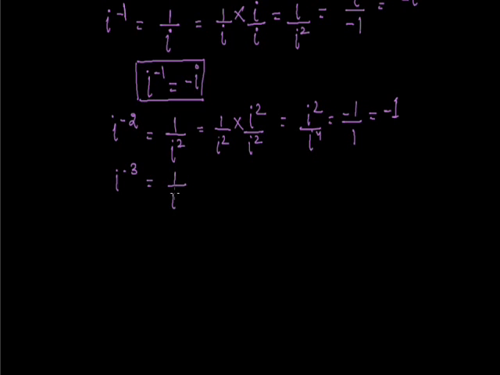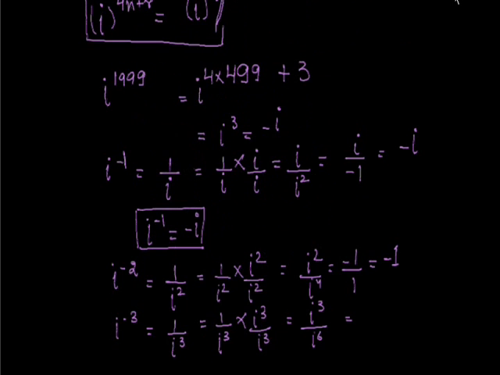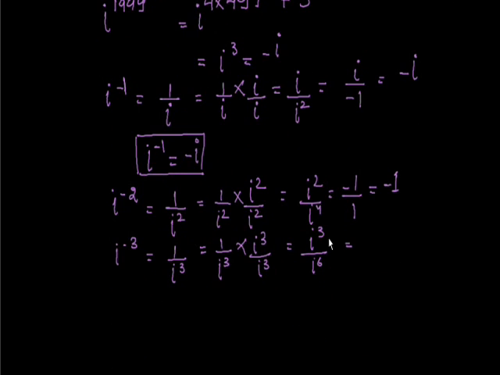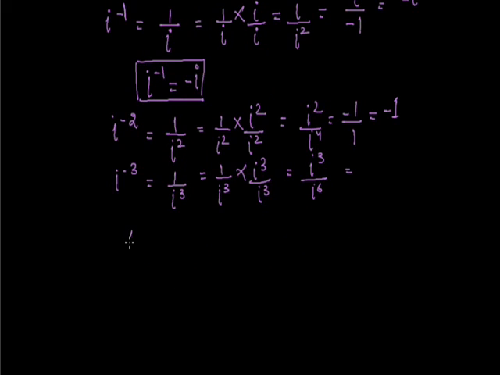In a similar way, we can find iota power minus 3. It will be like 1 upon iota power 3, which after multiplying by iota power 3 is equal to iota power 3 upon iota power 6. As we already know, iota power 3 is minus iota, so we can write the values of iota power 3 and iota power 6 and we will get the value of iota power minus 3.